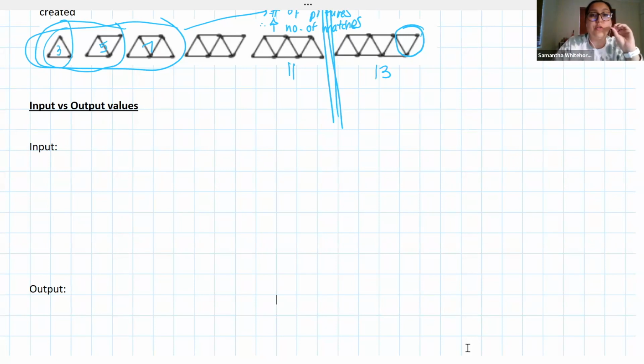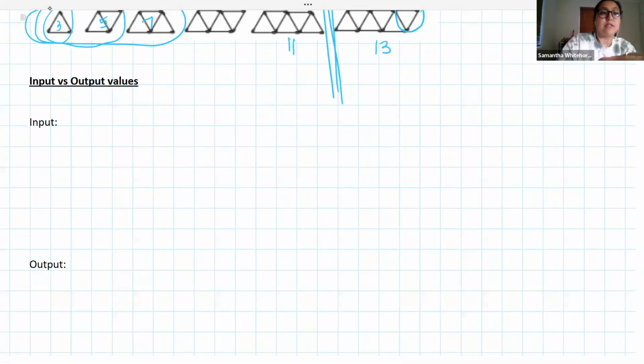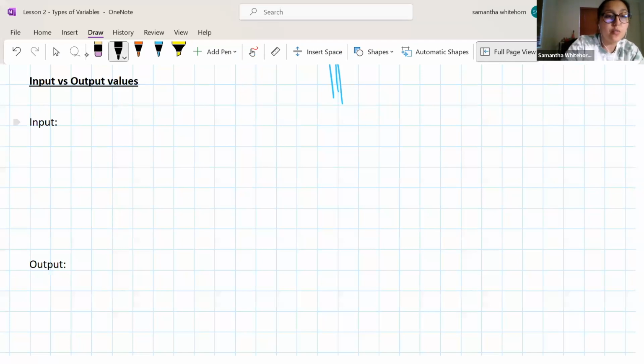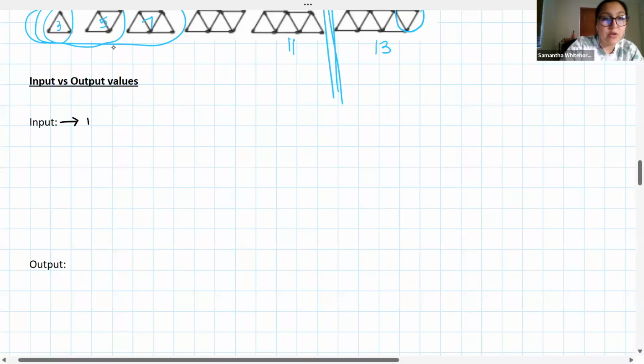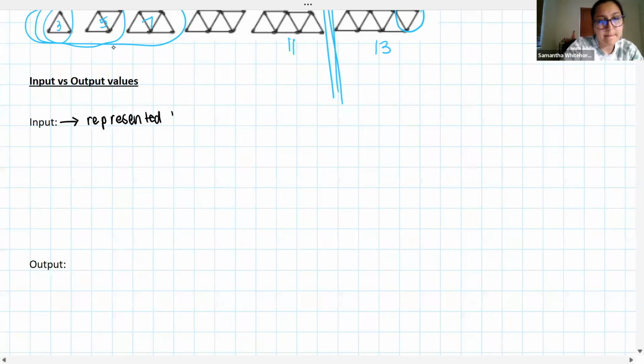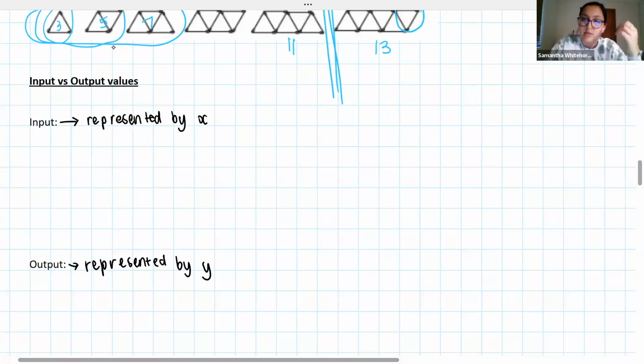Okay, so again, the two really important variables that we're going to work with are our input and our output values. We have discussed both of these, but just to formally put into words what each of them are: your input value is represented by X. Our output is represented by our Y variable. So those are the two variables, and they each represent different things.